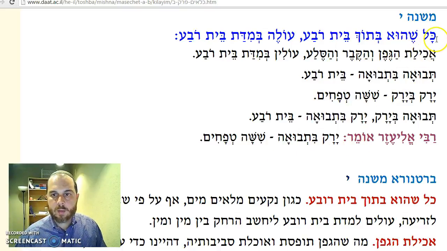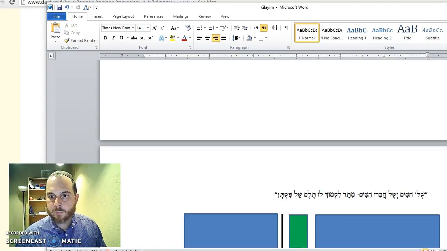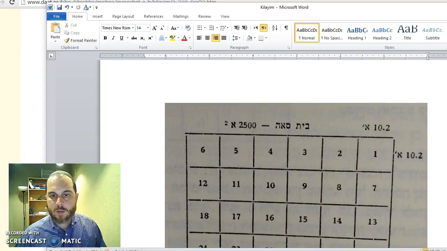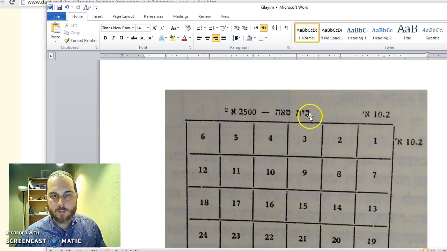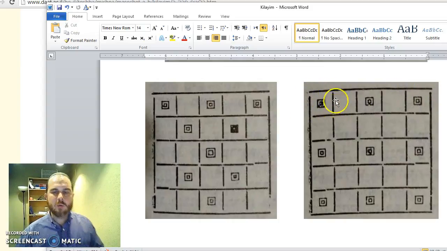Okay, in our previous Mishnah, we learned about the distance that you had to have. If you had a Beit Rova, this was the last Mishnah. A Beit Sa'ah was 2,500 square amot, and if I took that Beit Sa'ah and divided it into 25, then each one was approximately 10 square amot. 10 times 25, yeah. About 10 square amot. And that's what we call a Beit Rova.